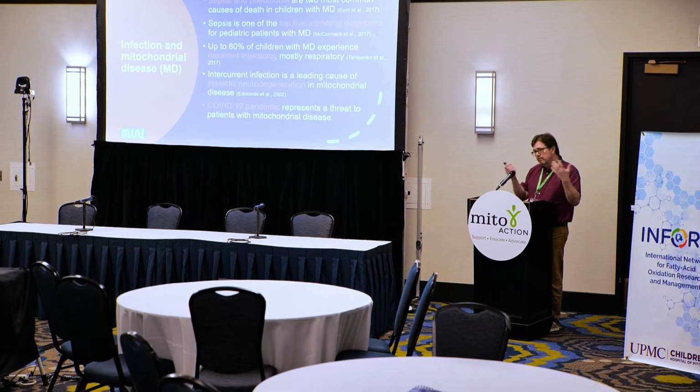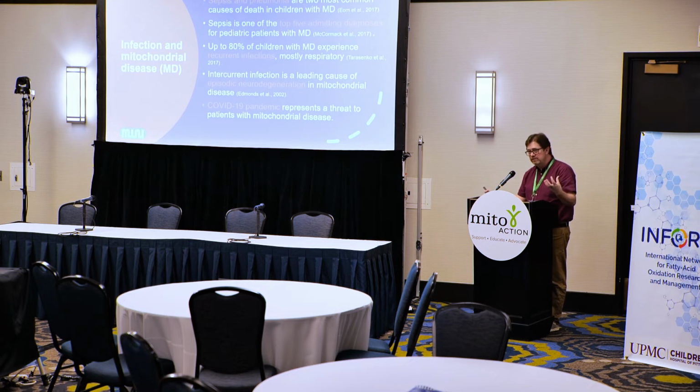Intercurrent infection, particularly viral infection, is a leading cause of neurodegeneration in these kids. In certain types of mitochondrial disease, they form areas of neuronal death in their brain, and when they get viral infections, they are at risk for developing these lesions. As you can imagine, the families are very much aware when flu season comes around, and they take certain precautions. This is even outside of the current COVID-19 pandemic.